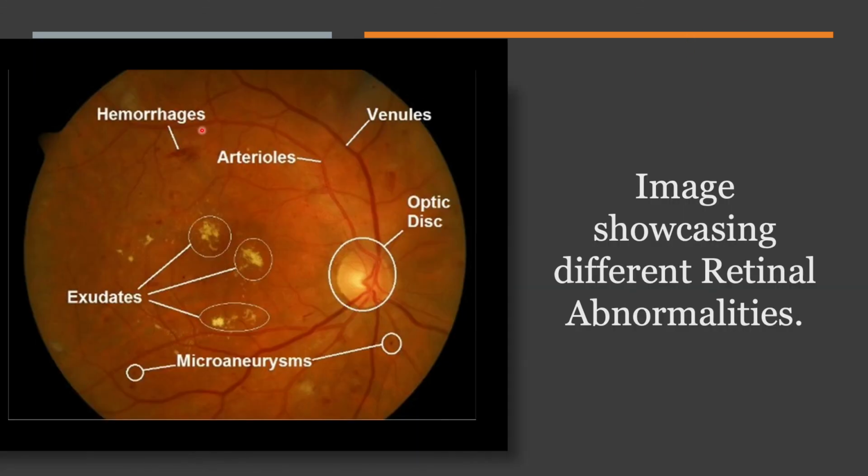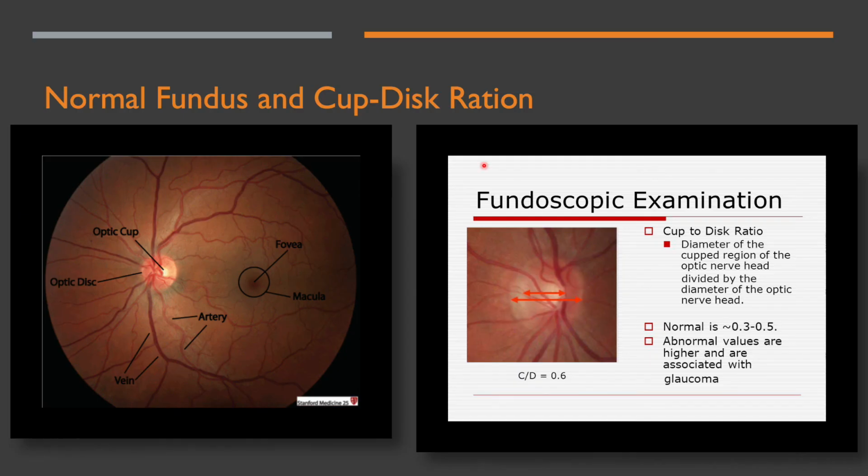Another imaging to enhance your knowledge. This image just shows different retinal abnormalities. You have hemorrhage, exudates, cottonwool spots, microaneurysm, and so forth. Use this as a reference to understand abnormal retina.